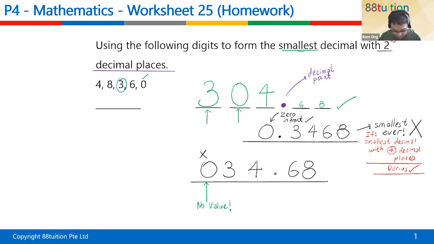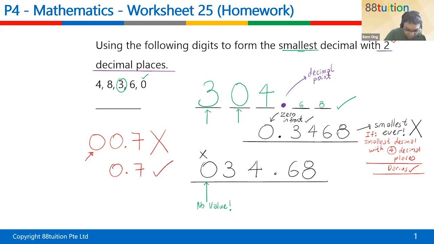And Olivia down here, be careful. The 0 in front has no value. So you cannot say that it's 0.7. This is actually wrong, children. You can only say that it is 0.7. This is okay. So the 0 in front has no value. You don't put it there.